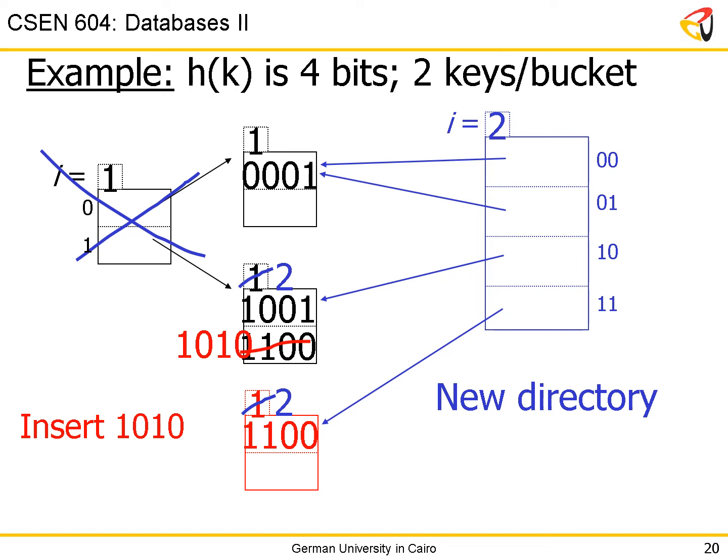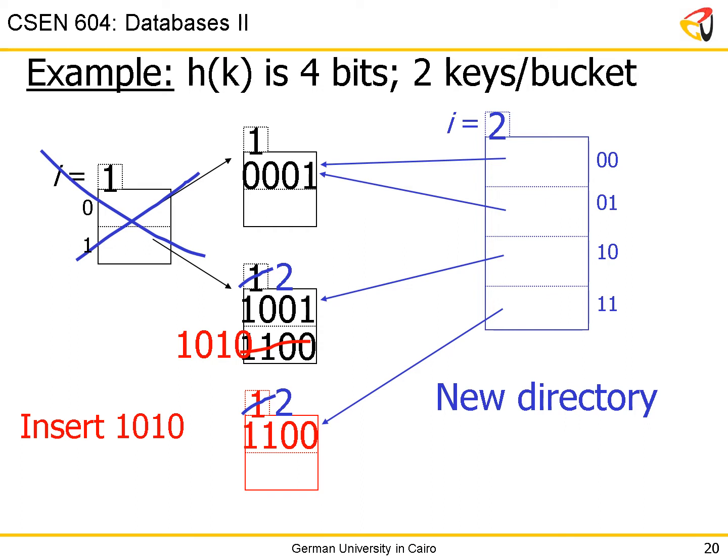Okay? Now, if you look at the second cell from the bottom, which is the one in the directory that says 1, 0, it is now pointing to the page that has 2 entries, 1, 0, 0, 1 and 1, 0, 1, 0. Both of them start from the left with 1, 0. And this is why I did this type of redistribution.